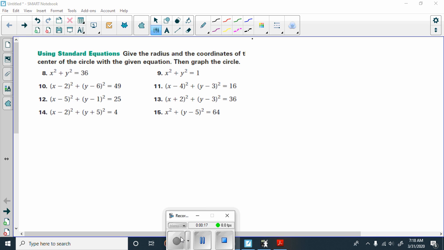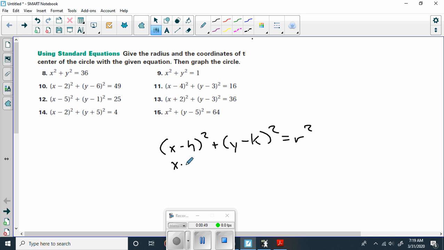Essentially, we were looking at the equations of circles in standard form, and we said the equations of circles in standard form look something like this: x minus h squared plus y minus k squared is equal to r squared, where h, k is your center and r is your radius, right? So looking at something like number 8 here, this would be x minus 0 squared plus y minus 0 squared is equal to 36, right? So what do we find out?